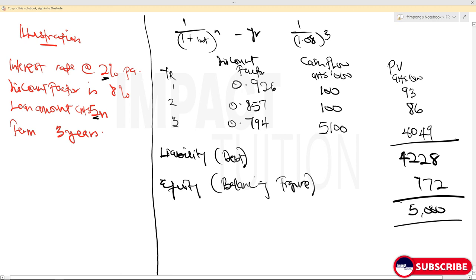What we have done is the initial measurement. Now, subsequently, this instrument will be measured at amortized cost. And we learned earlier that the equity component remains the same, but the liability is measured using the amortized cost formula. So we continue with our calculation. We apply the amortized cost formula for the 3-year term of the loan.